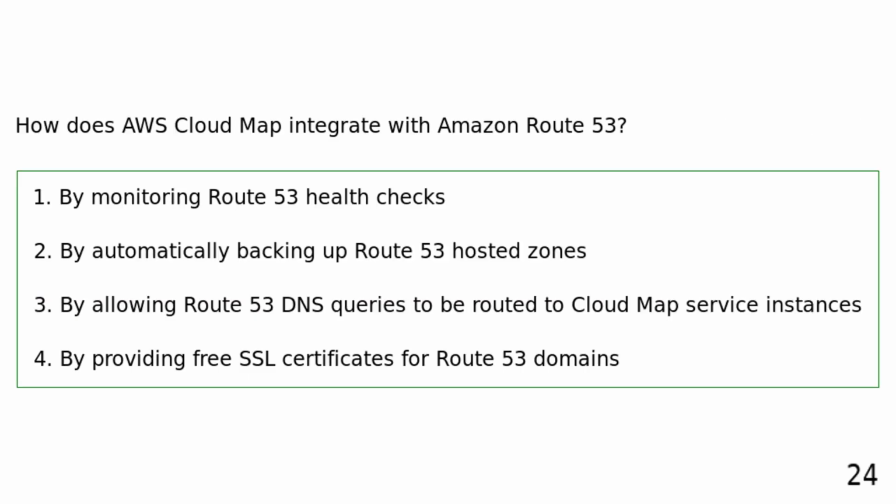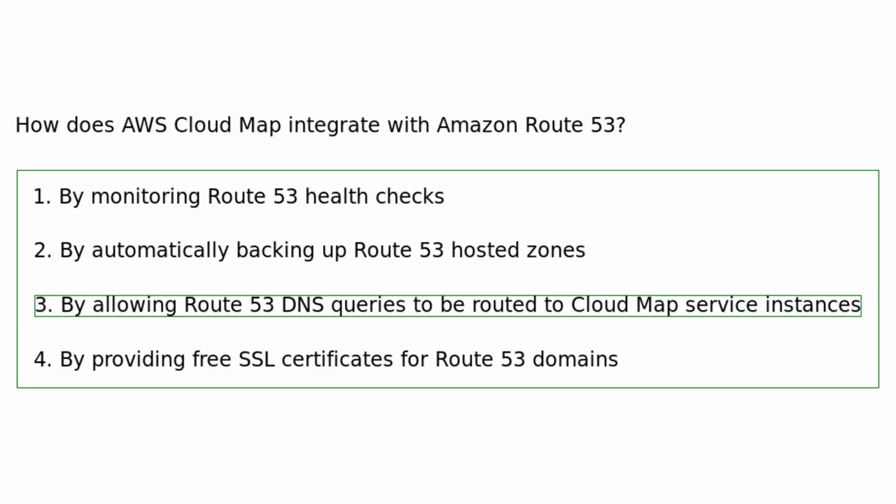How does AWS Cloud Map integrate with Amazon Route 53? By monitoring Route 53 health checks. By automatically backing up Route 53 hosted zones. By allowing Route 53 DNS queries to be routed to Cloud Map service instances. By providing free SSL certificates for Route 53 domains. AWS Cloud Map integrates with Amazon Route 53 by allowing Route 53 DNS queries to be routed to Cloud Map service instances for service discovery.